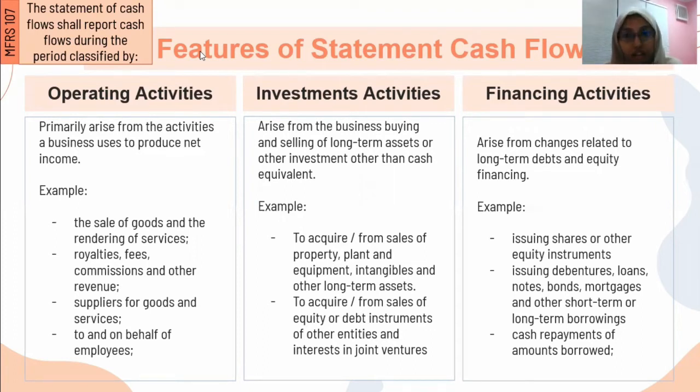In investing activities, cash flows arise from the business buying and selling of long-term assets or other investment other than cash equivalent. It shows how the business utilize the cash. For example, cash payments to acquire or cash received from the sale of property, plant and equipment, PPE, intangibles and other long-term assets. Next, the cash payment to acquire and cash received from the sale of equity or debt instrument of other entities and interest in joint venture.